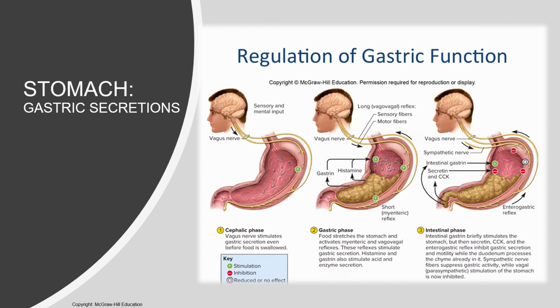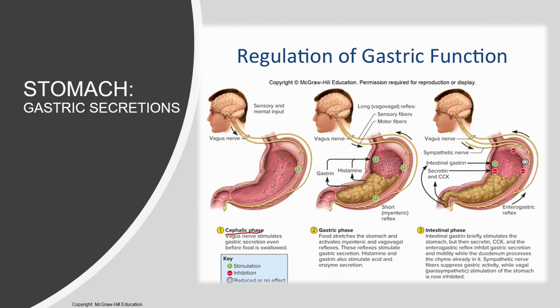The first phase is called the cephalic phase. By the way, these phases overlap, and all 3 can occur simultaneously, right? So just do not think that one starts, ends, and then the other starts. They can overlap. The first phase is the cephalic phase or cephalic stage. It occurs before the food enters the stomach.